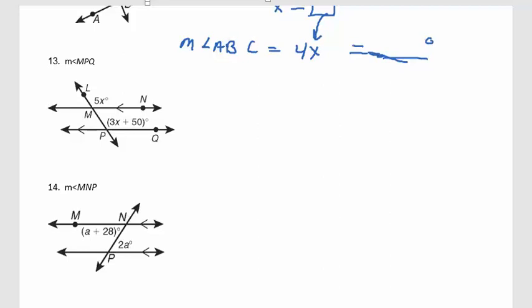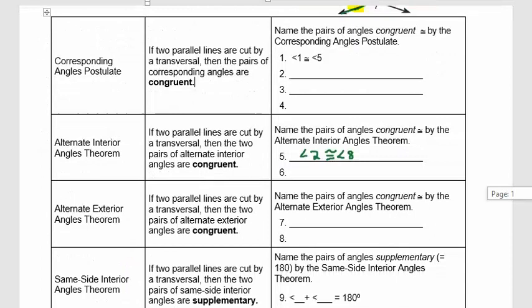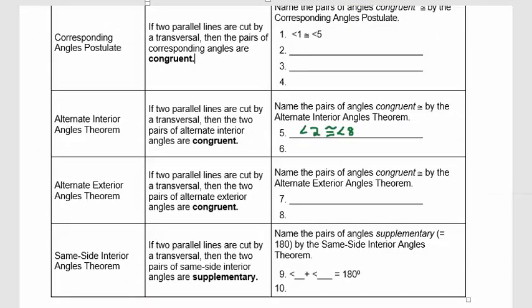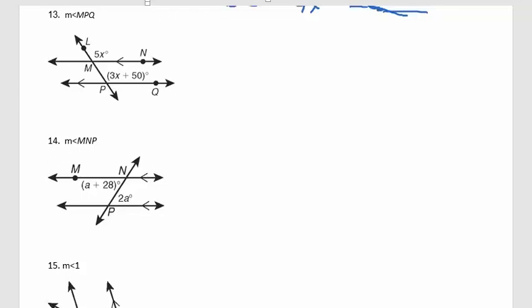So first you have to identify what kind of angles you have, and then look back at the postulate or theorem. Alternate interior angles theorem says if two parallel lines are cut by a transversal, then the two pairs of alternate interior angles are congruent. So again, we can write an equation that says that a plus 28 is equal to 2a, and we use that to solve for a, using algebra.